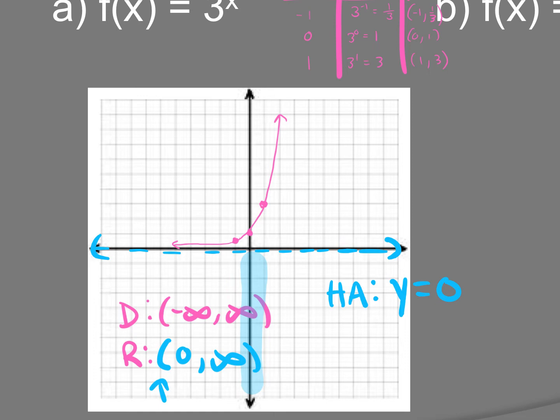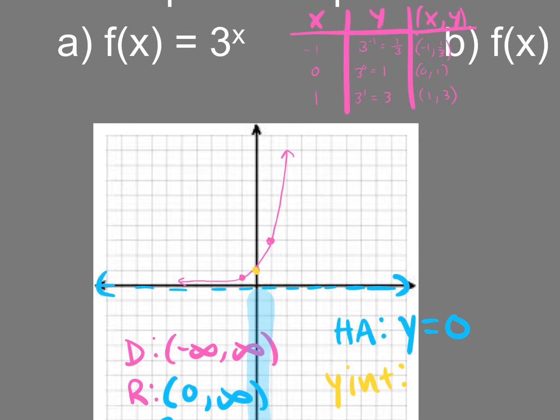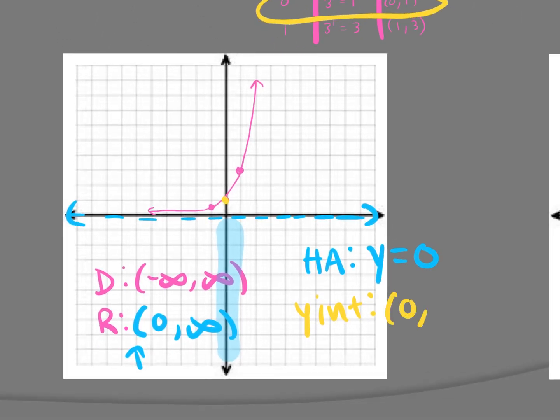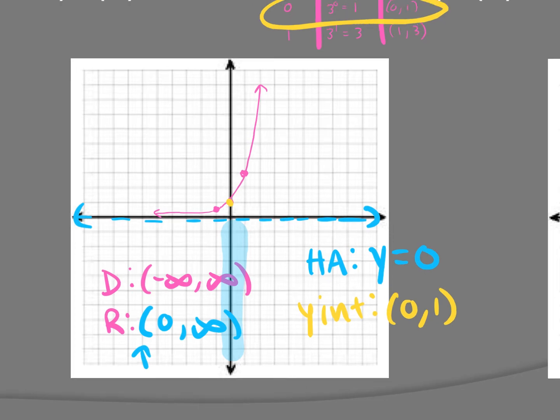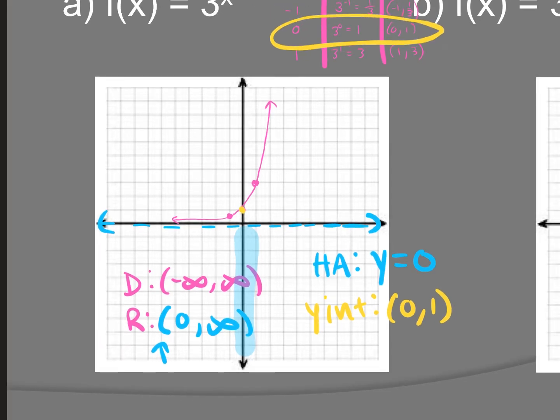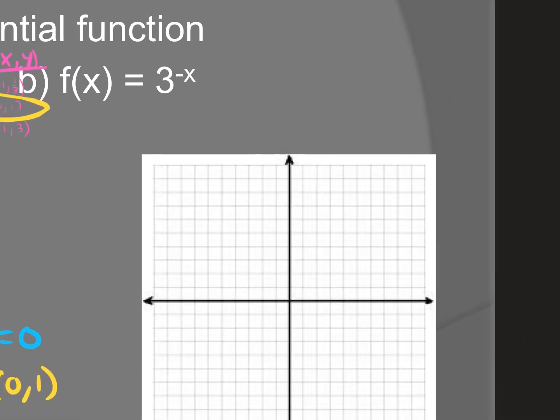And then lastly, we can find the y-intercept. So y-intercept is when we plug in 0 for x. So here I plugged in 0 for x, which means my y-intercept would be 0, 1. We're going to do the same thing for our next graph. So we want to plug in values for x, get some values for y, and plot those points.